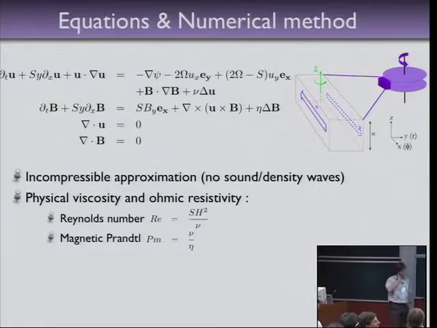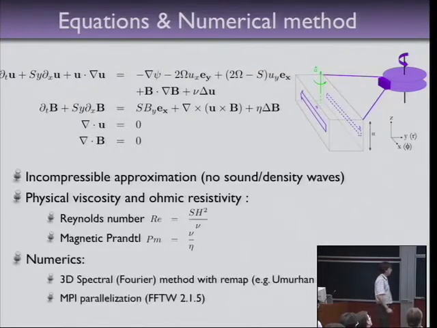There is, of course, a physical viscosity and ohmic resistivity. So you quantify them using the Reynolds number and magnetic Prandtl number. Numerically, I use a 3D spectral Fourier code, which uses a remap method. So it kind of solves all these issues due to the mean shear. And it uses an MPI parallelization based on the FFTW routine.